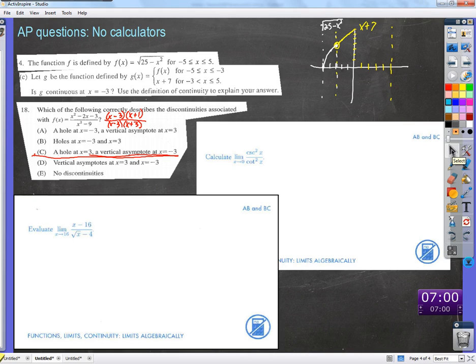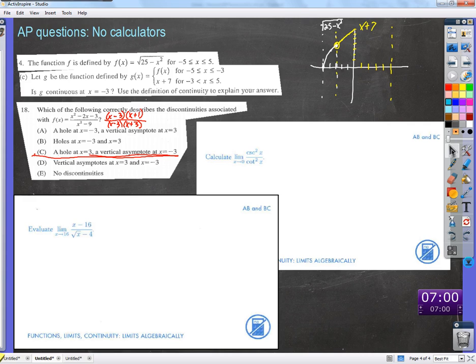So, what are your ideas for this? Multiply by the conjugate. Okay, multiply by the conjugate. How many of you multiply by the conjugate of the denominator? Several of you, but not all of you. Yeah, we can multiply by the conjugate of the denominator.